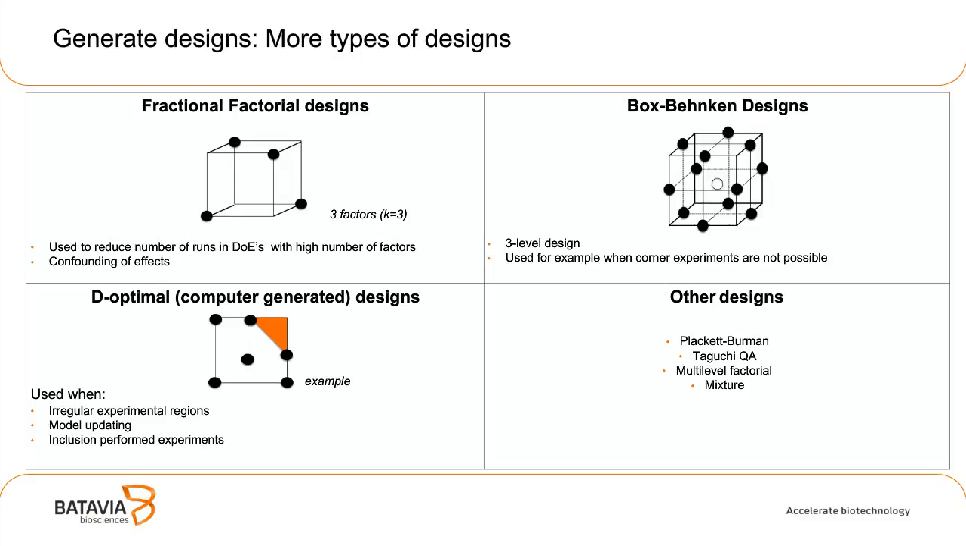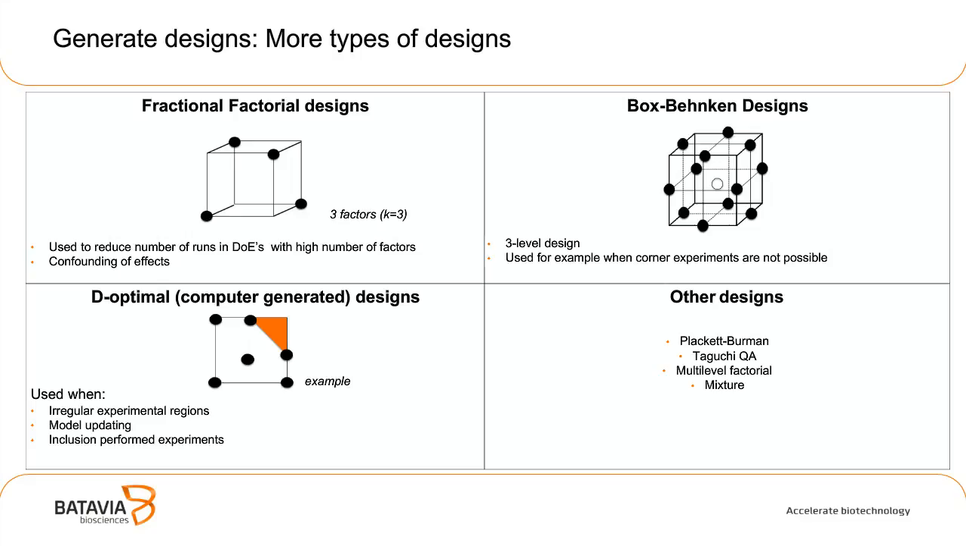The only thing you have to take into account is that some of the effects will be confounded, so you cannot always distinguish between each separate effect. But if you think in advance about which factors you think will affect the outcome the most, you can make reasonable selections in the runs you want to do.